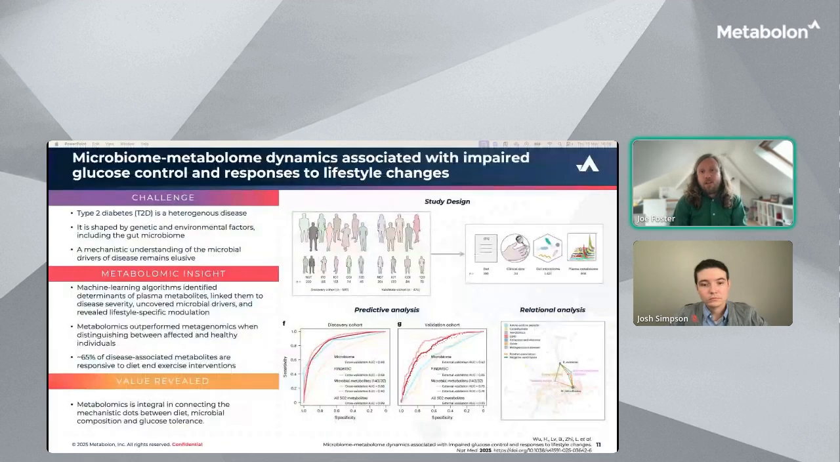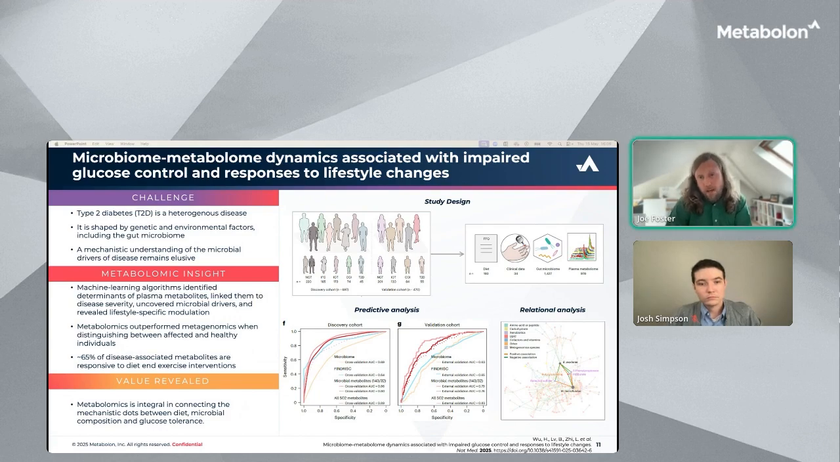To exemplify this, I'd like to briefly touch on a case study by a collaborative group, mostly out of China and Sweden, who looked at the microbiome metabolome dynamics associated with impaired glucose control and responses to lifestyle changes. We know that type 2 diabetes is a heterogeneous disease, shaped both by genetic and environmental factors, including the gut microbiome. But a mechanistic understanding of these microbial drivers of the disease remains elusive.